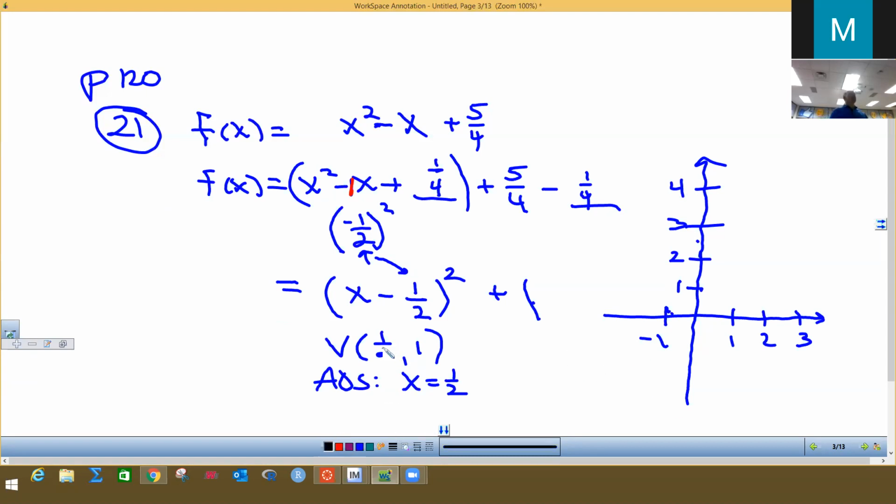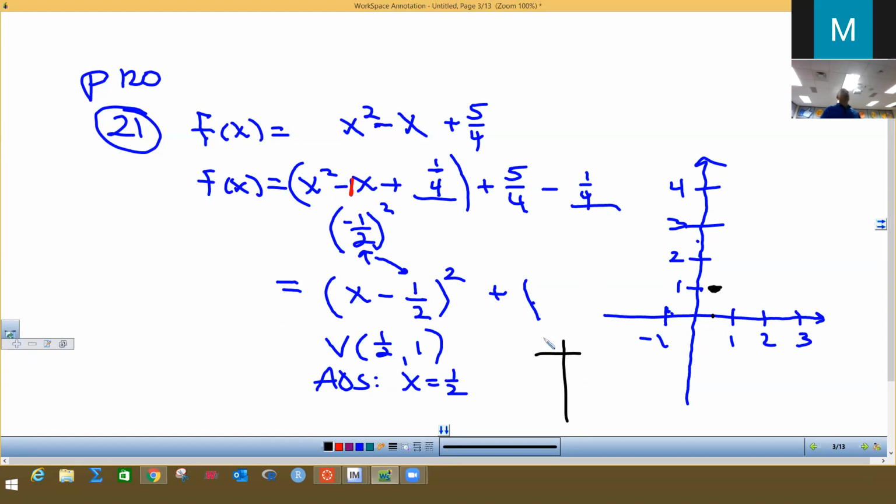So my vertex is (1/2, 1). So I go over to a half, which is about here, go up to 1, I put a dot. That's my vertex right there. And I hope you remember I showed you this the other day. This is your normal rise.